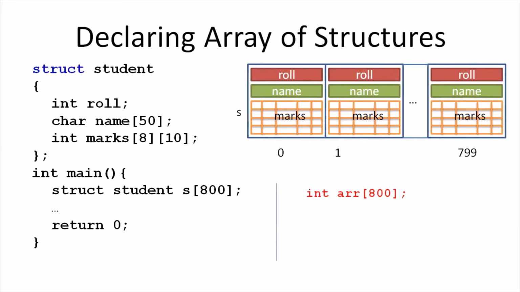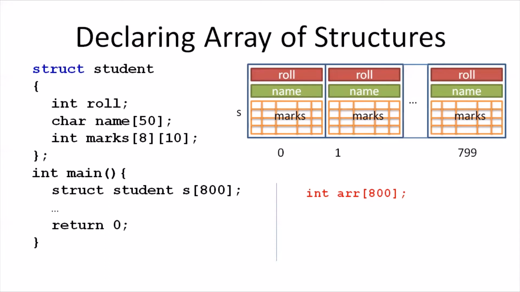In this case, the user-defined data type is struct student. So instead of int, we simply write struct student, replacing the data type. S is the name of the array and 800 is the size of the array. Once we create this struct student S array, we get an array S comprising of 800 cells, where each cell has 3 members, that is the roll number, the name and the marks.